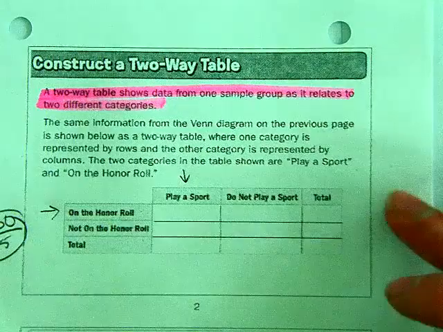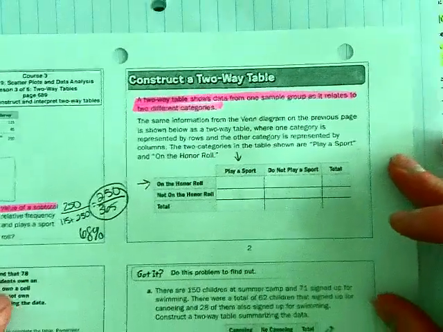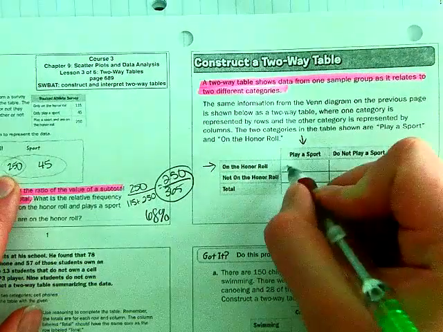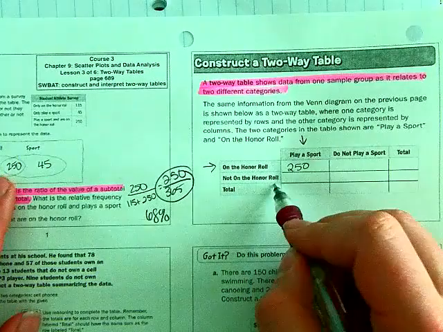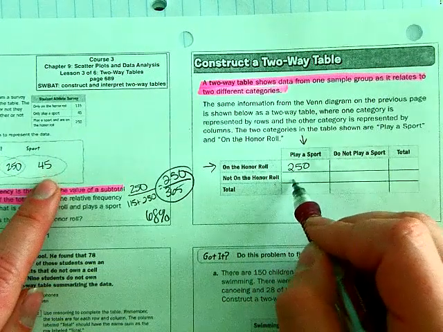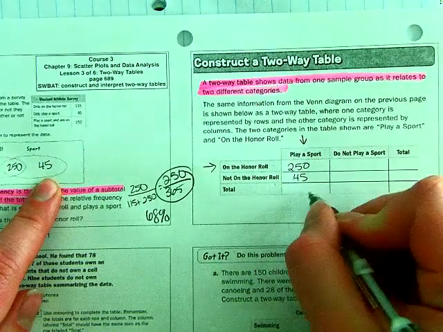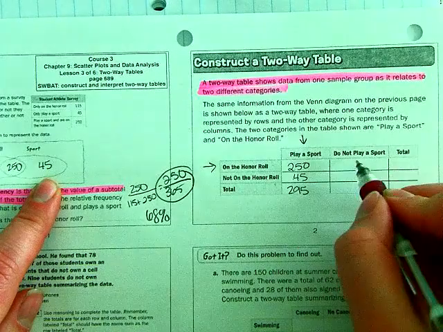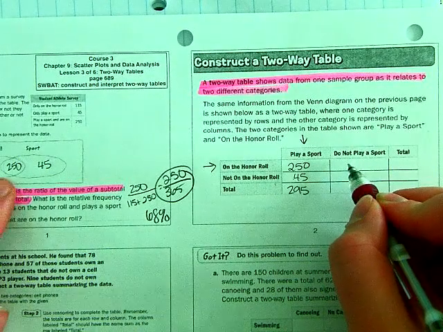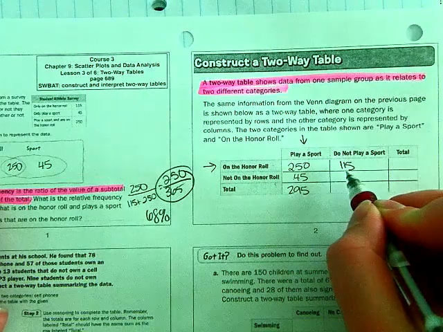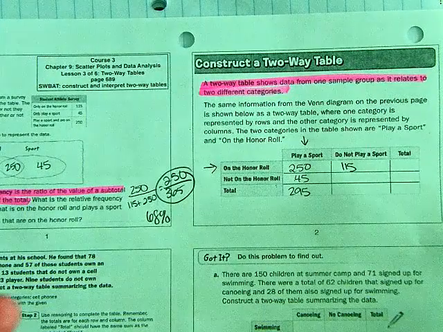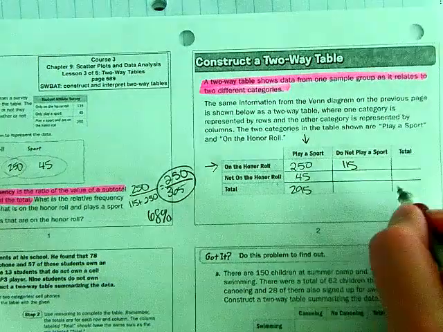So if we kind of zoom out and look at these other numbers over here, someone who's on the honor roll and plays a sport would be 250. Someone who's not on the honor roll, but does play a sport, is 45. The total for playing a sport will be 295. Do not play a sport, so that would be just on the honor roll, but not on the honor roll, we'll have to figure that out. And how many students total did they say they represented? It was 440, and that's up here in this other corner.